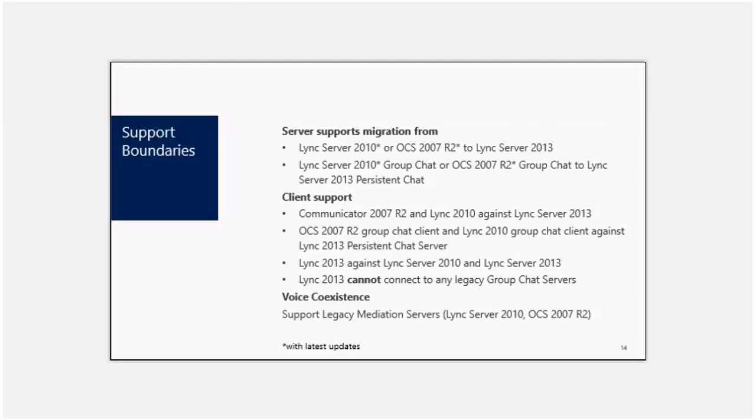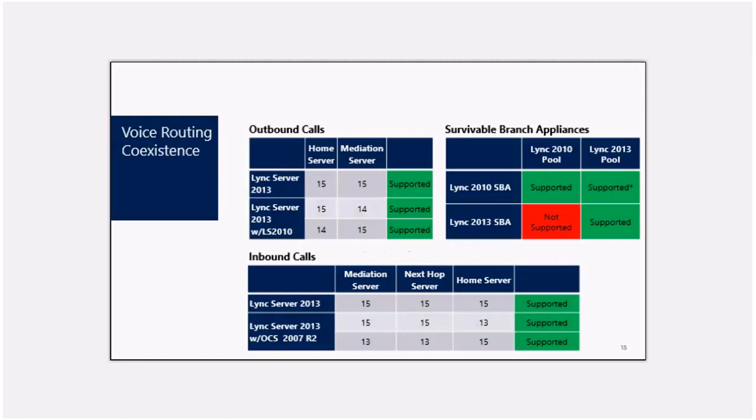If you're using enterprise voice or dial-in conferencing, you have coexistence support with mediation servers from Lync 2010 or OCS 2007 R2. So again, Microsoft has designed this so it's not a rip and replace, it is not a large outage scenario. You're able to gracefully migrate between previous versions. From a voice coexistence standpoint, if you are using Lync Server 2013 and your home server is 15, which is Lync Server 2013, and your mediation server is 2015, your calls will work. Same goes in coexistence with Lync 2013 and 2010, or with OCS 2007 R2 and Lync 2013.